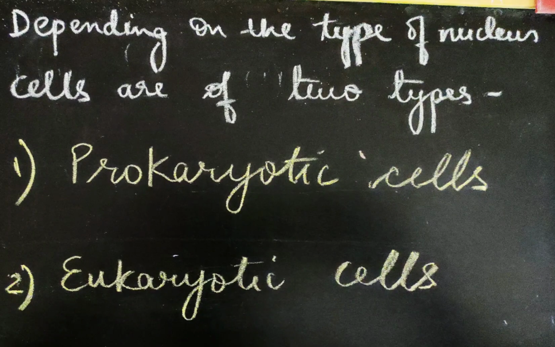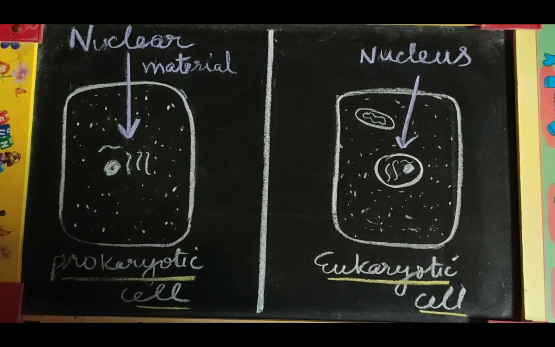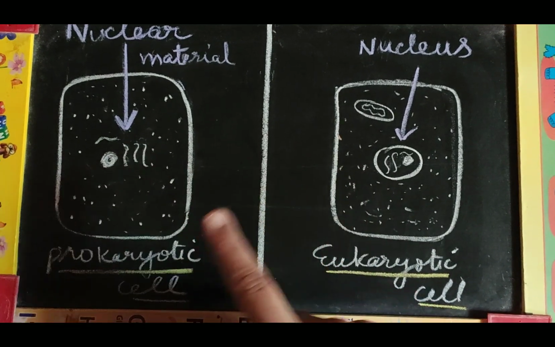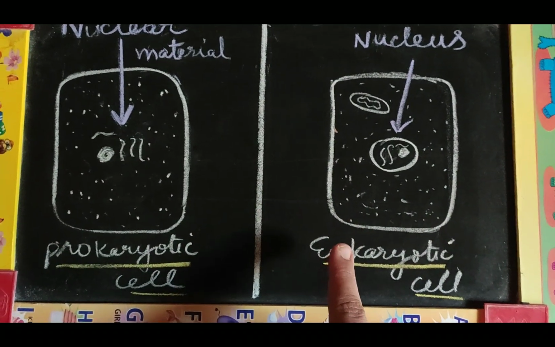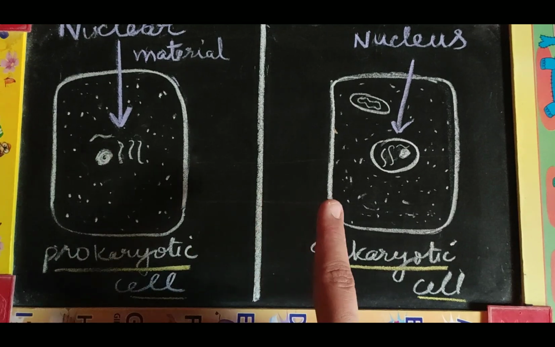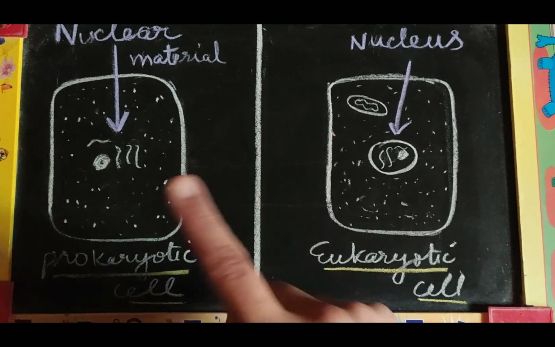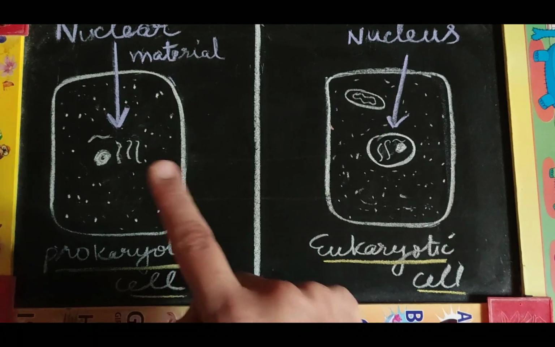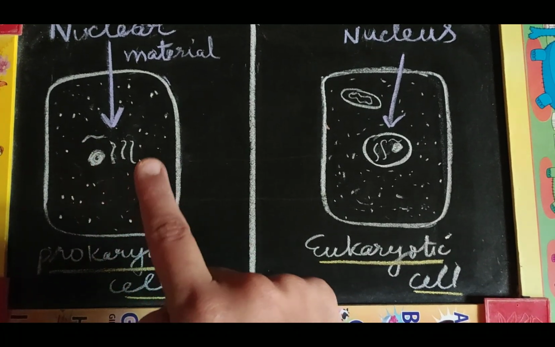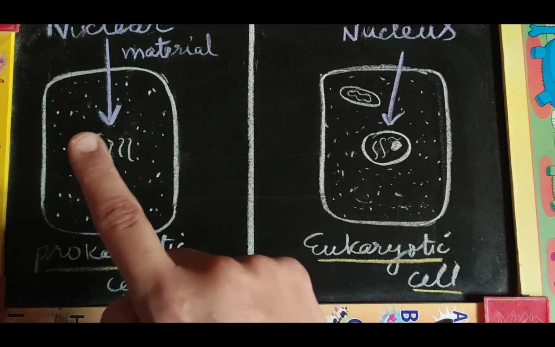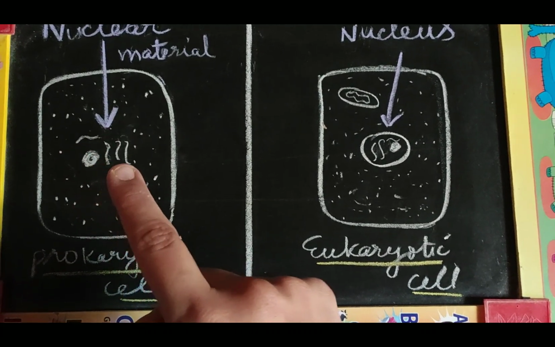Depending on the type of nucleus, these cells are of two types: prokaryotic cells and eukaryotic cells. So you can see here that I have drawn the prokaryotic as well as the eukaryotic cell. And looking at the diagram, you can differentiate between the two as well. In case of prokaryotic cell, you can see that the nucleus is not well organized or it is not bound by a membrane. The nuclear material is simply scattered in the cell.